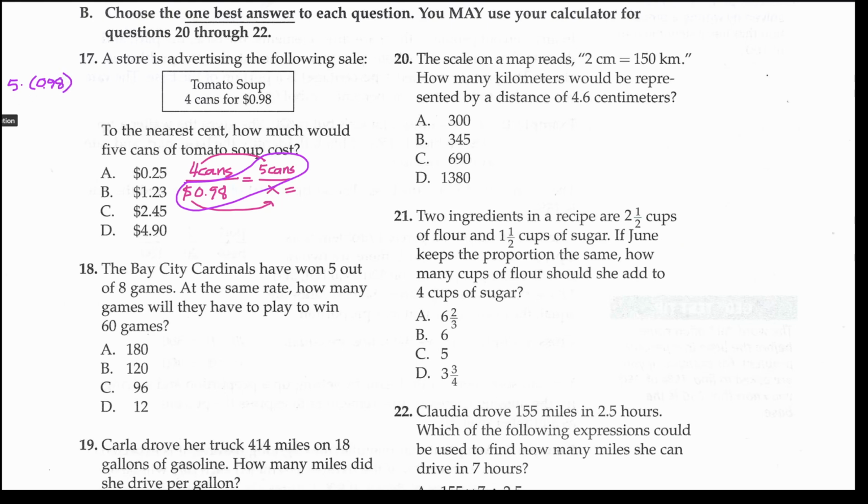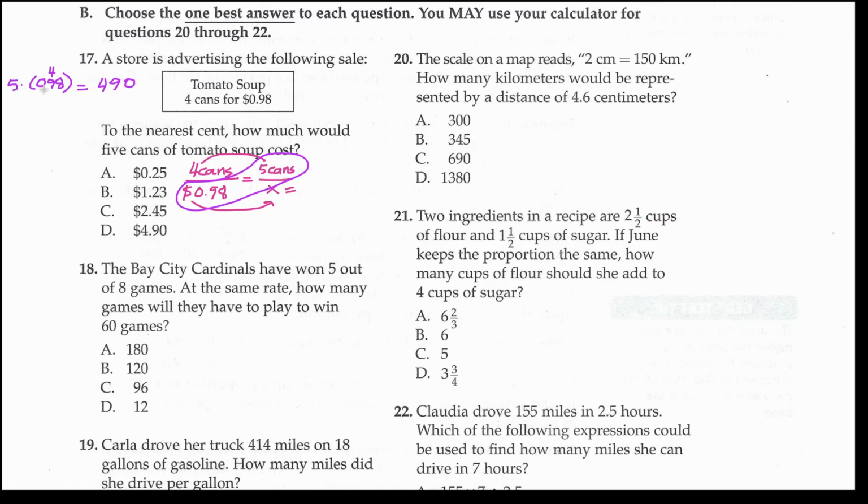Okay, 5 times 0.98 cents. So how much is that? That's 5 times 8 is 40. Put 0 here. Carry 4. 5 times 9 is 45, which is 49. Don't worry about multiplying 5 times 0.